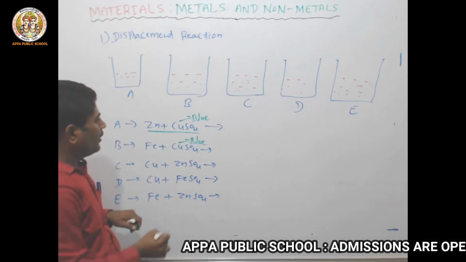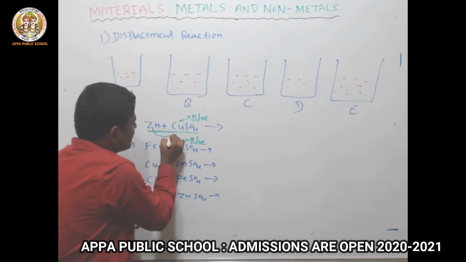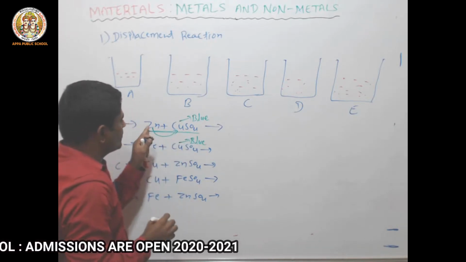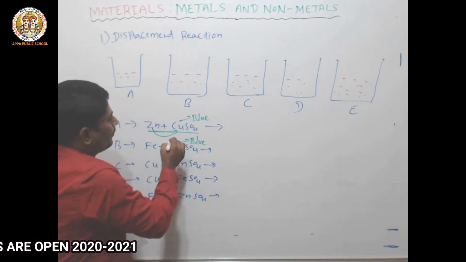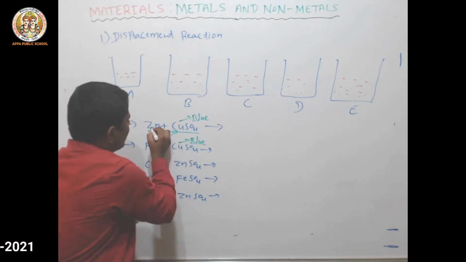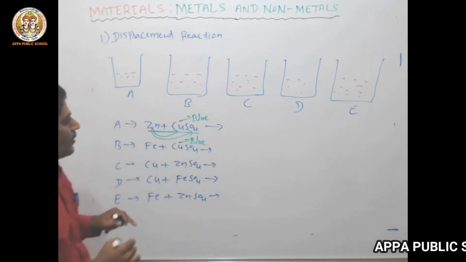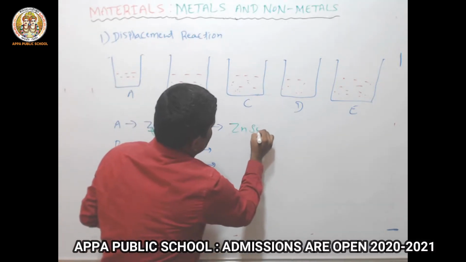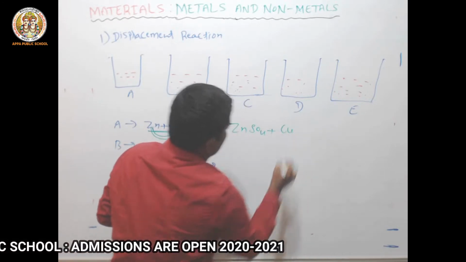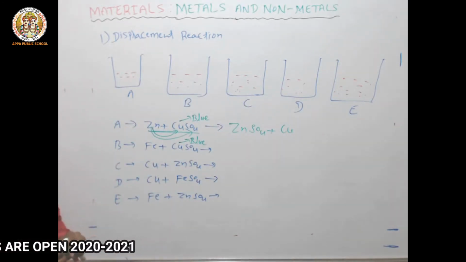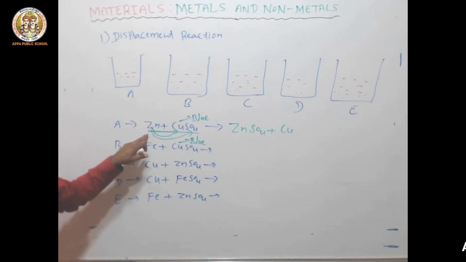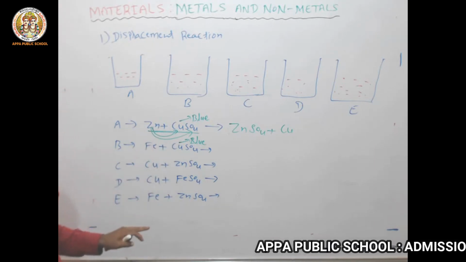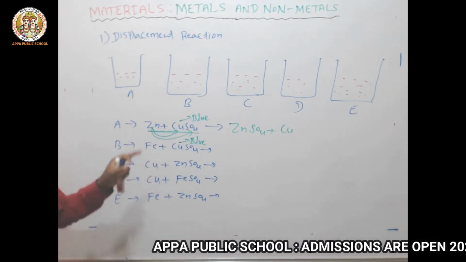Zinc displaces the copper, and it reacts with sulfate. It means the reaction is zinc sulfate plus copper. So copper gets separated. Zinc displaces the copper. Why it displaces, I will explain later. So for the first reaction, we have to focus on that.